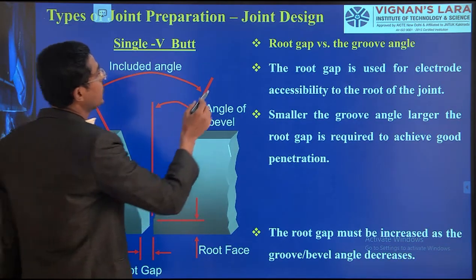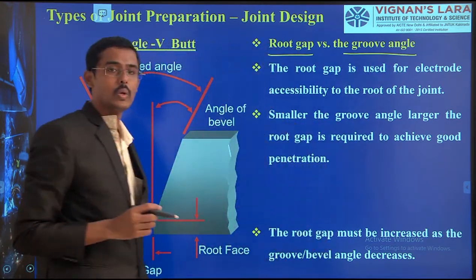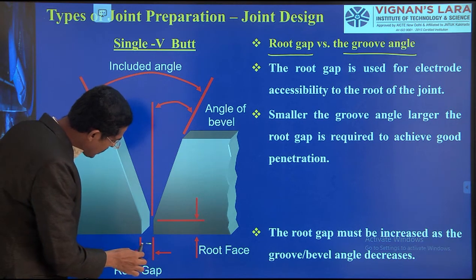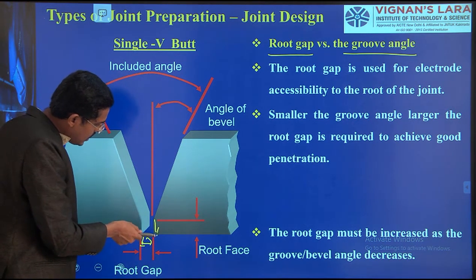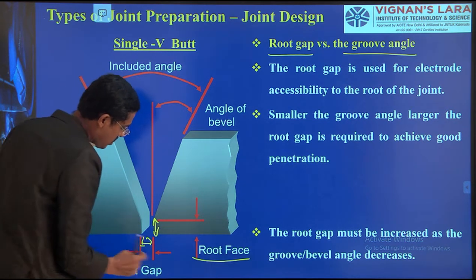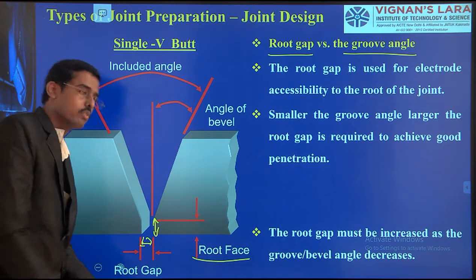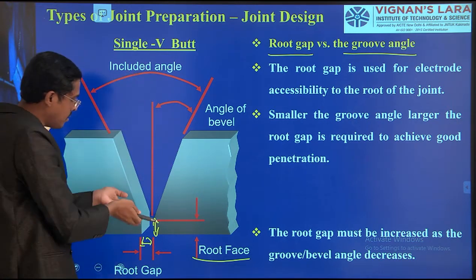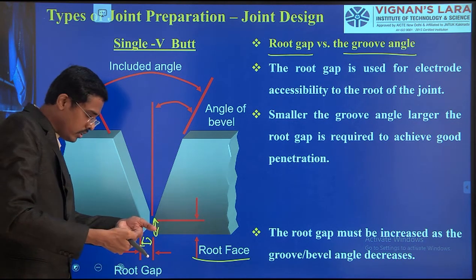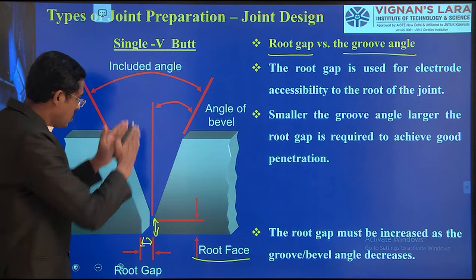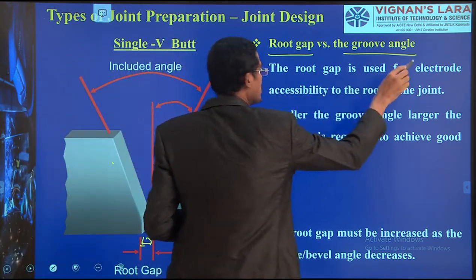Next one, the root gap. What is the root gap, I told you? Here, this gap is called the root gap. This height we call the root face. Root gap, root face. The root face is to stop the weld metal so it should not flow down. We are melting the electrode here and it should come down to fill, not move to the other end. So we should close that region perfectly. For the electrode coming in, we are opening, and the root gap is used for that.